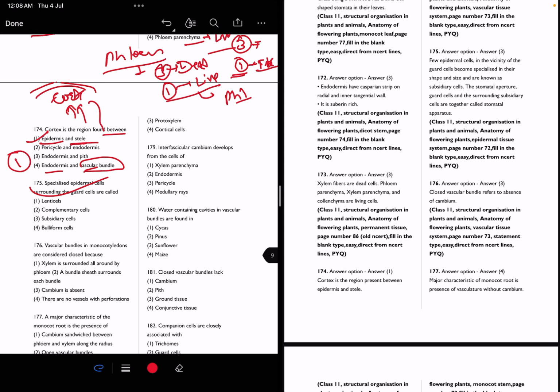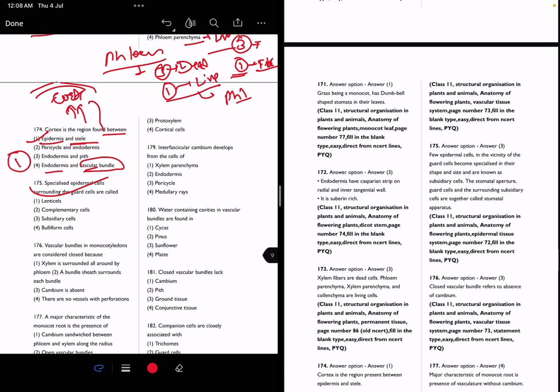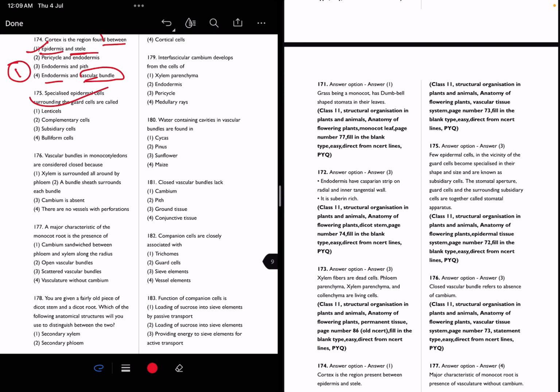174. Answer is 1. You can read the option. Cortex is the region present between the epidermis and the stele. Just an NCERT based question. Now read question 175. The question is: specialized epidermal cells surrounding the guard cells are called.